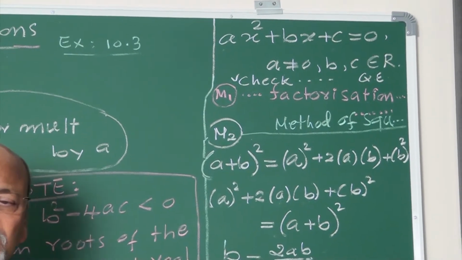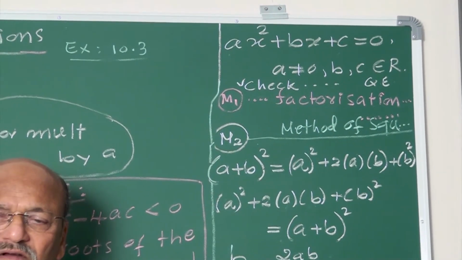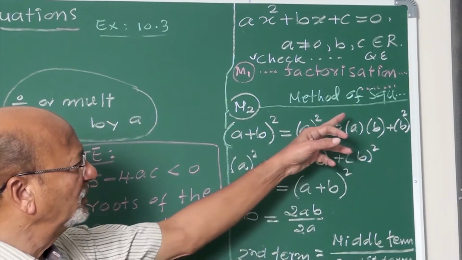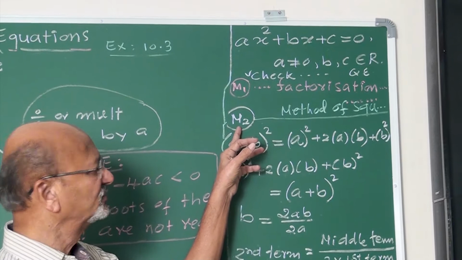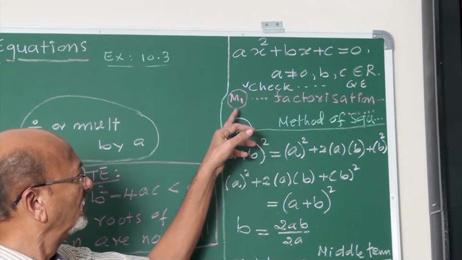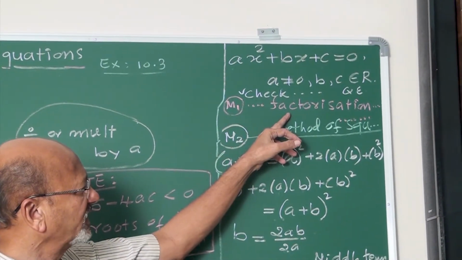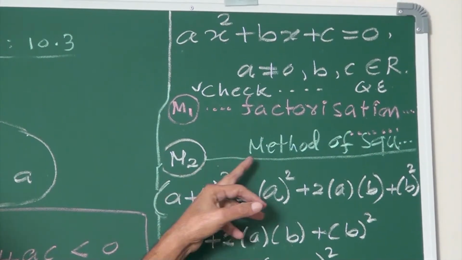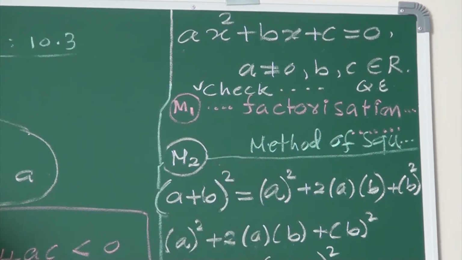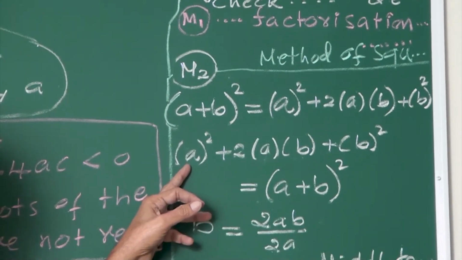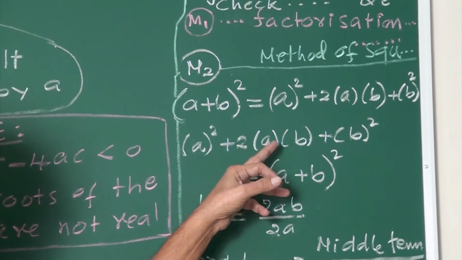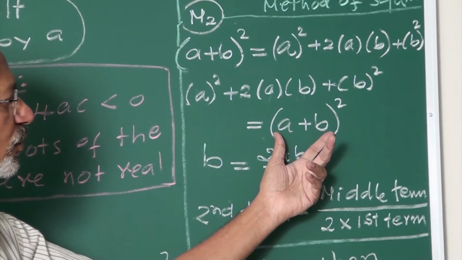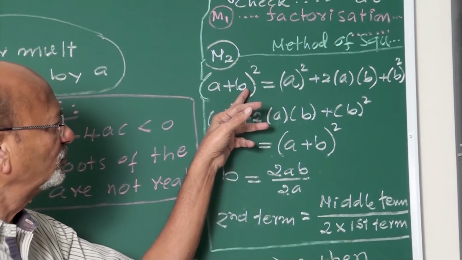That second method is solving the quadratic equation by completing the square. That is second method, M2. M1, first method, factorization. There is one more method, that is M3. In the method of squaring, we applied this: the square of the first term plus 2 times a into b plus b square is nothing but a plus b the whole square. We got it with the help of this above.